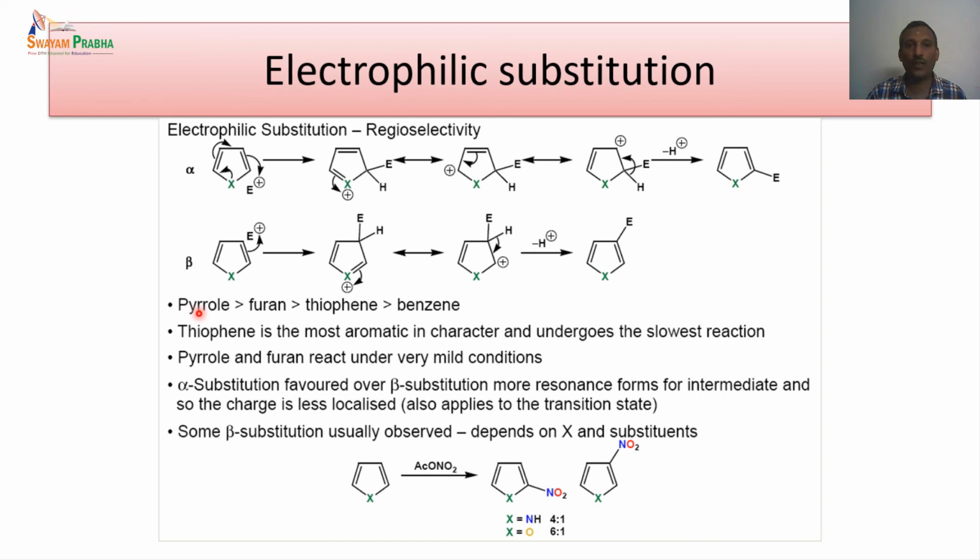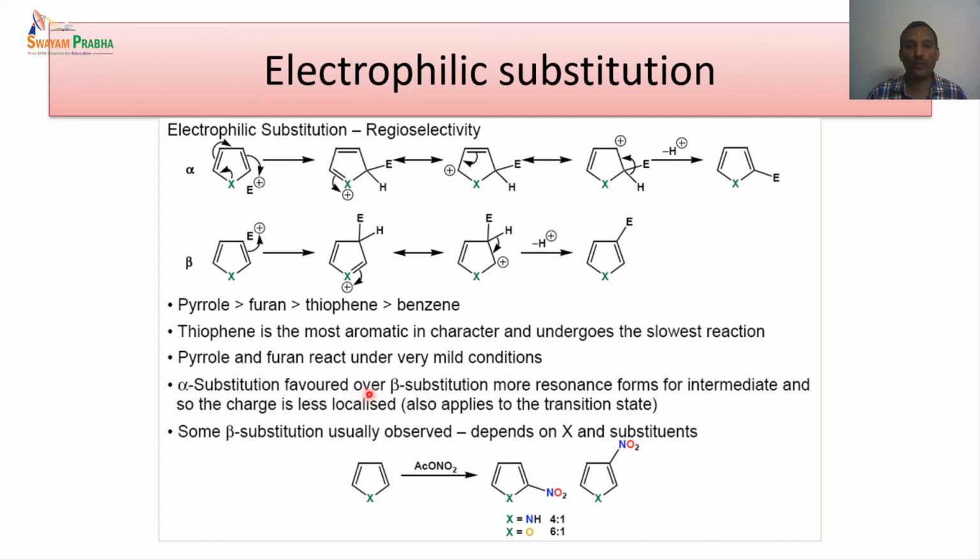If we look at the reactivity order, pyrrole reacts much faster compared to furan, followed by thiophene, and benzene reacts much slower with respect to electrophilic substitution. Thiophene has the most aromatic character of all the 5-membered heterocycles, so that is the reason it undergoes the slowest reaction. Pyrrole and furan react under very mild conditions. In other words, they react much faster. That's why we can even run the reaction under milder conditions.